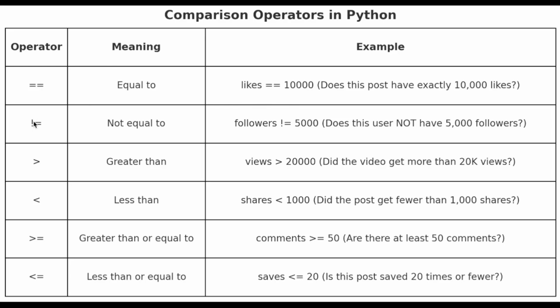Okay, and then here's some more. This one is an exclamation point and an equal sign, and what this means is not equal to. So whenever you want to compare something like followers does not equal 5,000, the question you're asking is, does this user not have 5,000 followers? And if the user does not have 5,000 followers, then it's going to evaluate to true. And let's keep on going.